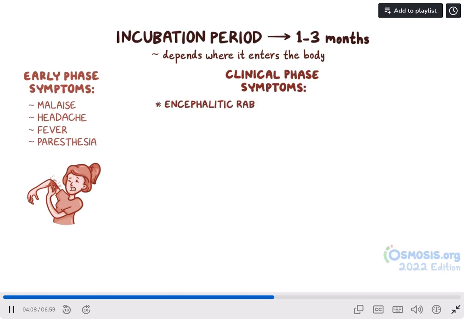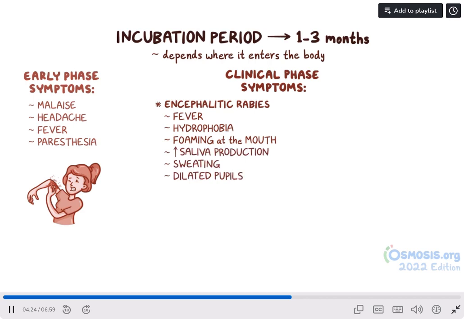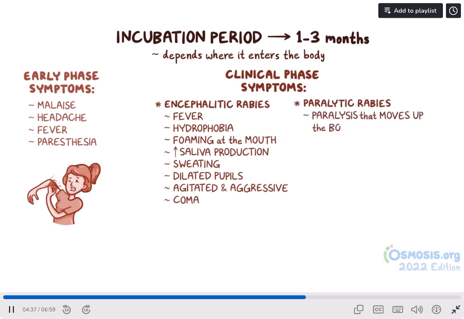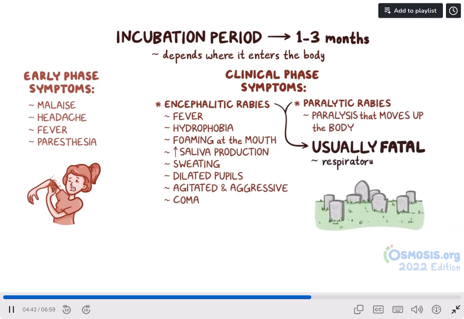Encephalitic, or furious rabies, the most common type, involves fever, hydrophobia, or fear of water, and foaming at the mouth from uncontrollable spasms of the pharynx whenever the person tries to drink. Other symptoms include excessive saliva production, sweating, and dilated pupils from an overactive autonomic nervous system. The person can become agitated and aggressive, and eventually they go into a coma. Paralytic rabies, which is far less common, involves paralysis that moves up the body. In both types, the virus is usually fatal, and death is caused by respiratory failure from either spasms or paralysis.